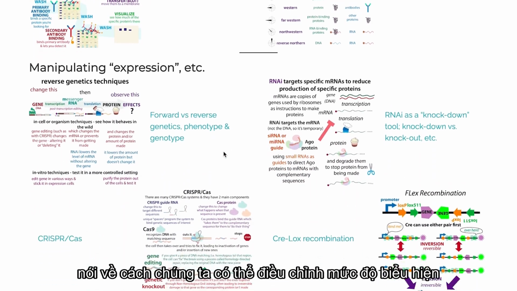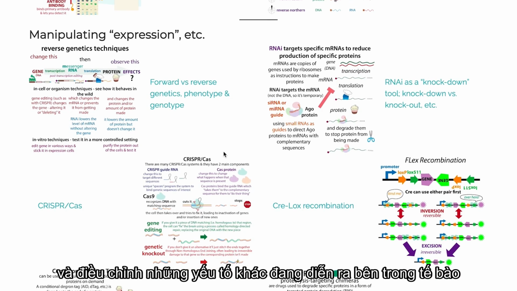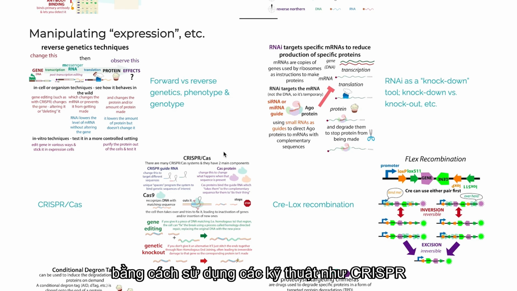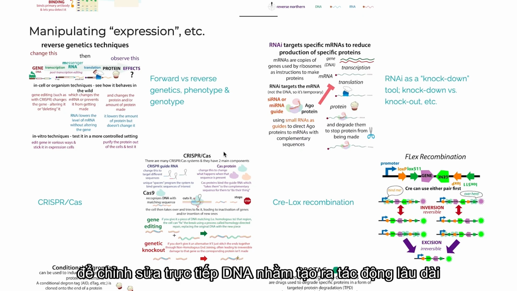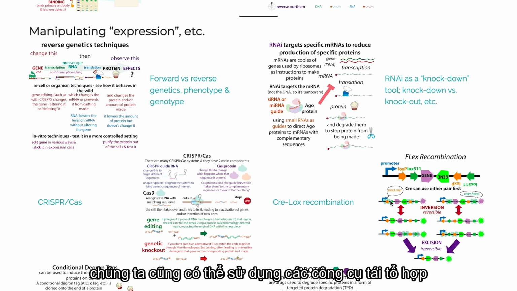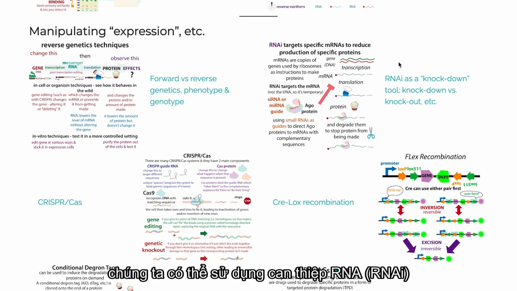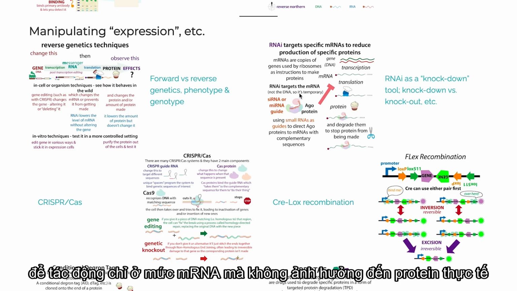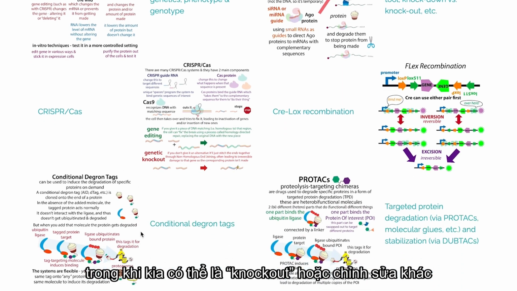Also talk about how we can manipulate that expression and manipulate other things that are going on inside of cells, using techniques like CRISPR to kind of edit the actual DNA. Or, for a permanent effect, we can also use tools like recombination, like Cre-lox recombination, to do genetic editing kind of on demand. We can use RNA interference to mess with just the messenger RNA levels and not the actual protein. So this would be like your knockdown, whereas this could be a knockout or some sort of other editing.